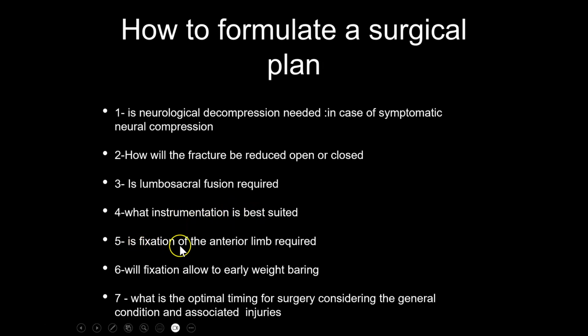And is fixation of the anterior limb required? Do I need pelvic fixation in addition to the sacral fixation? And will this fixation allow early weight bearing? Why do I do fixation? To allow the patient to be ambulant. Would this fixation help the patient to be ambulant? And last but not least, the optimal timing for surgery. Concerning the general condition and associated injuries, should we operate immediately or should we wait until the general condition stabilizes and we deal with other more serious injuries?